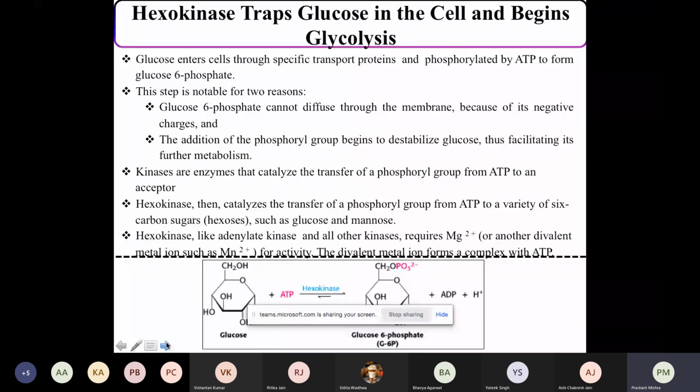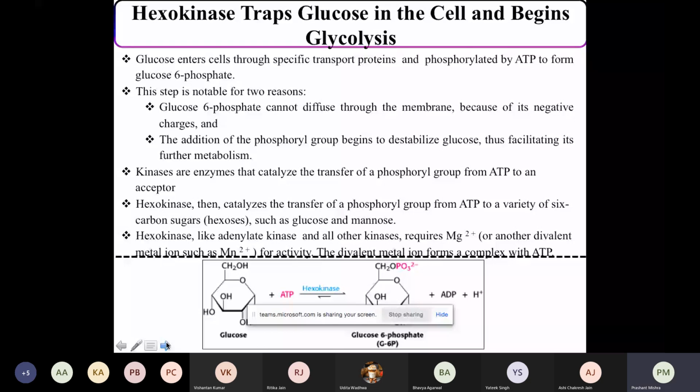When you phosphorylate it, it becomes negatively charged. Inside the cell, you have a negative potential. And that is why your glucose molecule will not diffuse out. It will be repelled inside the cell, so it will be forced to remain in the cell. So that is one very important point. The second thing is that when you add a phosphoryl group, that begins to destabilize glucose, and thus it helps in further metabolism.